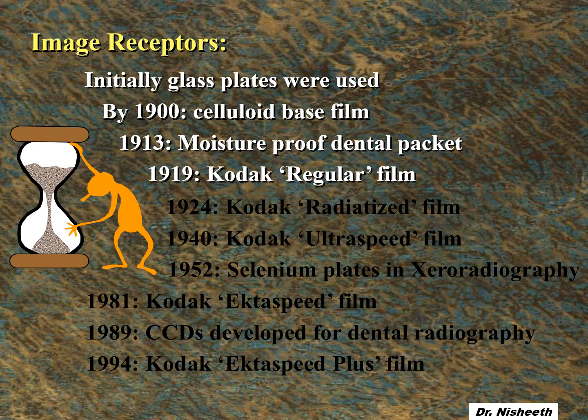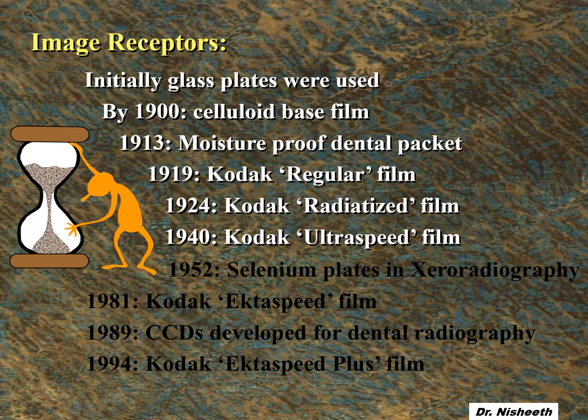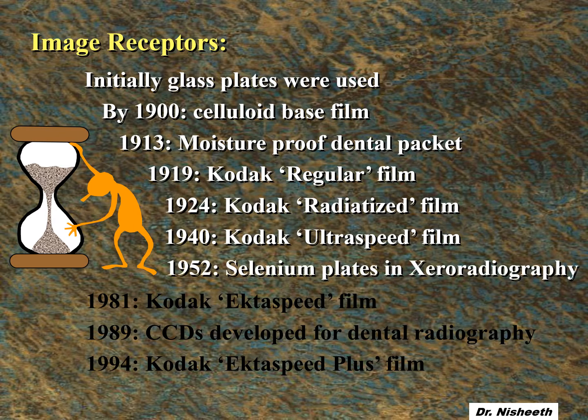Then the Kodak regular films started coming. In 1924, the Kodak Radiatized film started coming. In 1940, Kodak Ultra-speed or D speed started coming. Then there is something called xeroradiography, where wet films are not used and dry processing is done, something like Xerox. Then in 1981, the Kodak Ektaspeed film came.